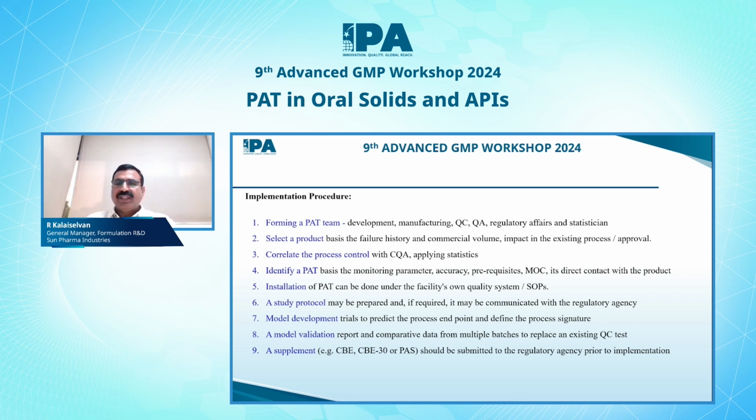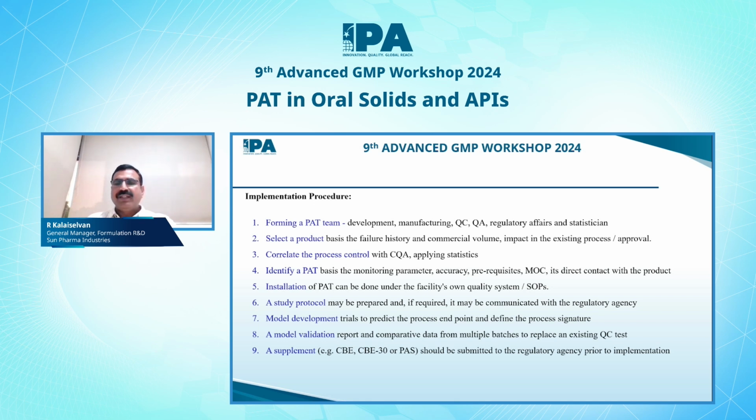This is a very important implementation procedure. We need to form a PAT tool team comprising the formulation department, manufacturing, QC, QA, regulatory affairs, and, of course, a statistician. Select a product on the basis of failure history and commercial volume. We should not only look for failure history, and we should not select a low commercial volume product. We cannot justify the ROI of the instrument. So that's why we should select a high volume commercial product with failure history.